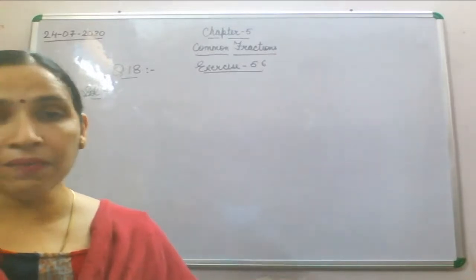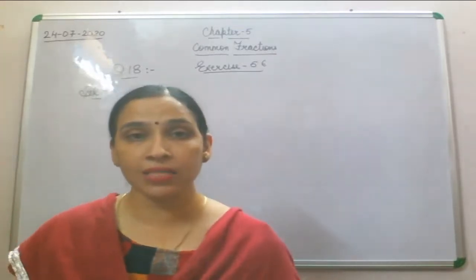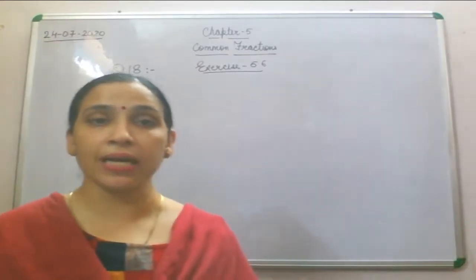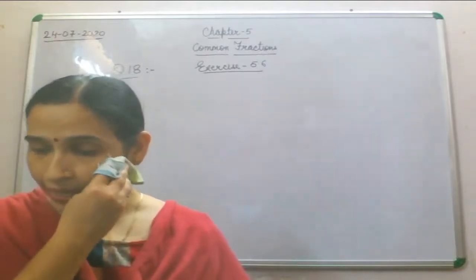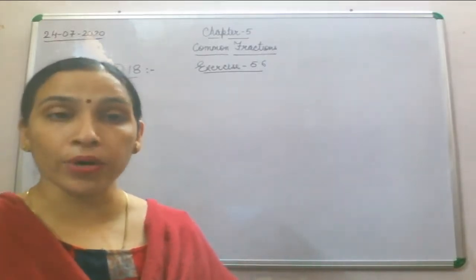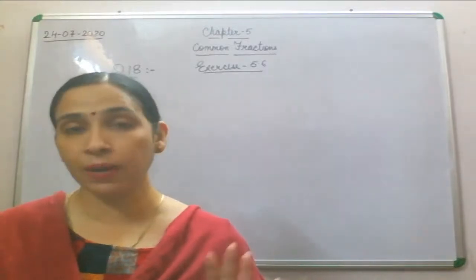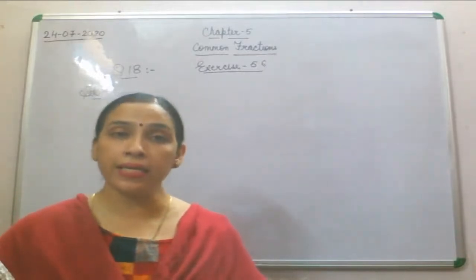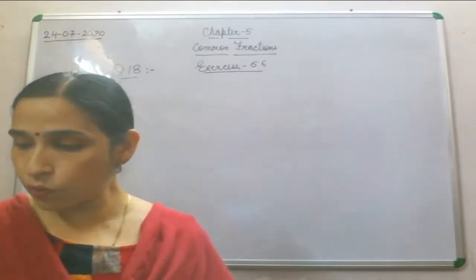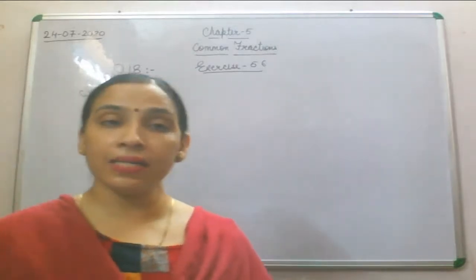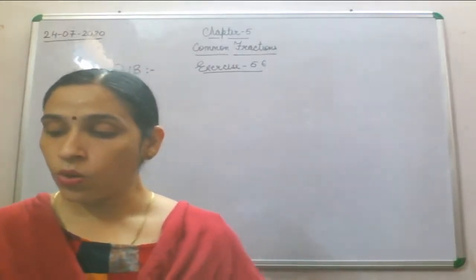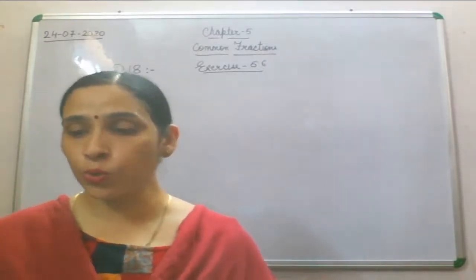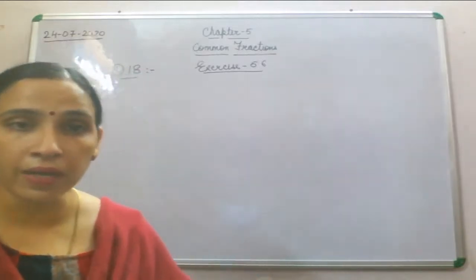Now here we have an example of a class, and in the class we have 32 students, that is given to us. Now what is that? 3 by 4 of the students are boys. Now what is given to you? That 3 by 4 of the students are boys. Now how many girls are there? Now what you have to find out is the number of girls.